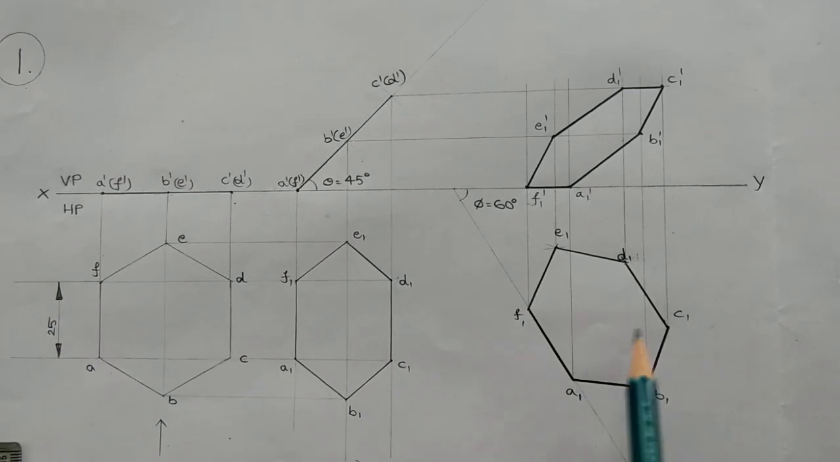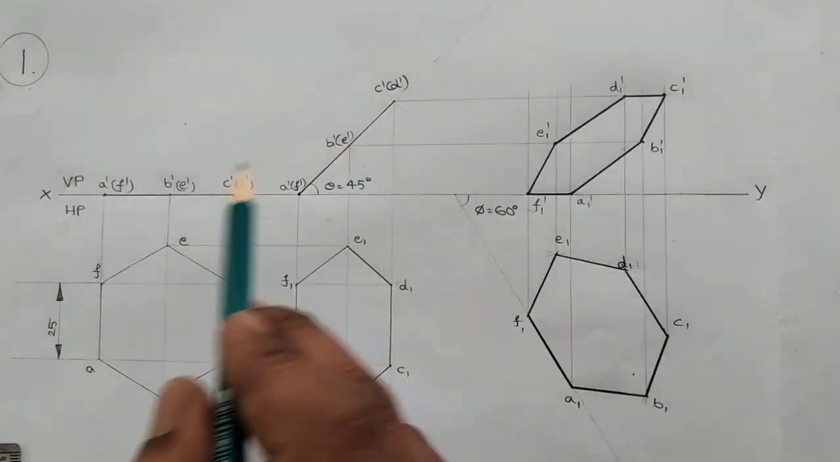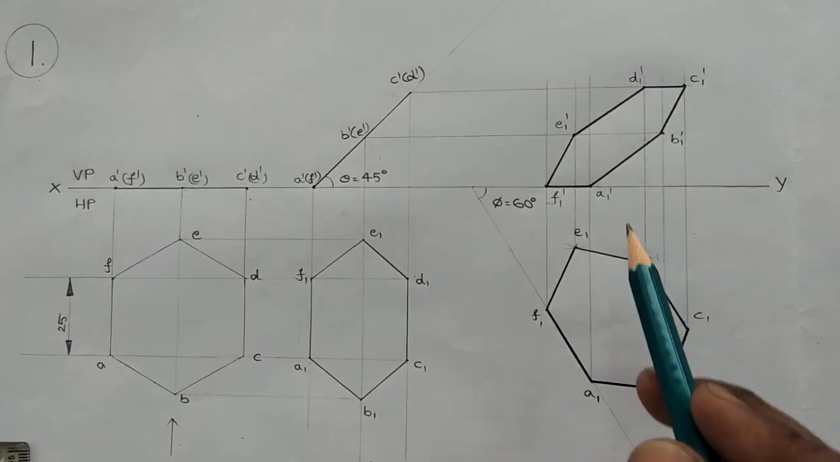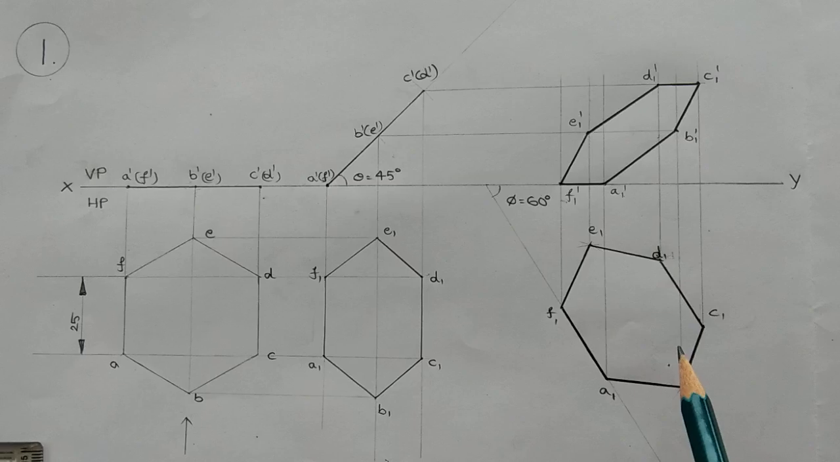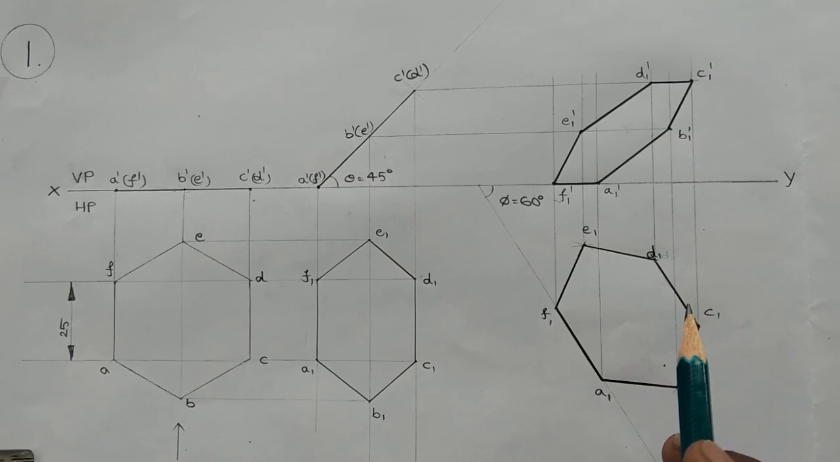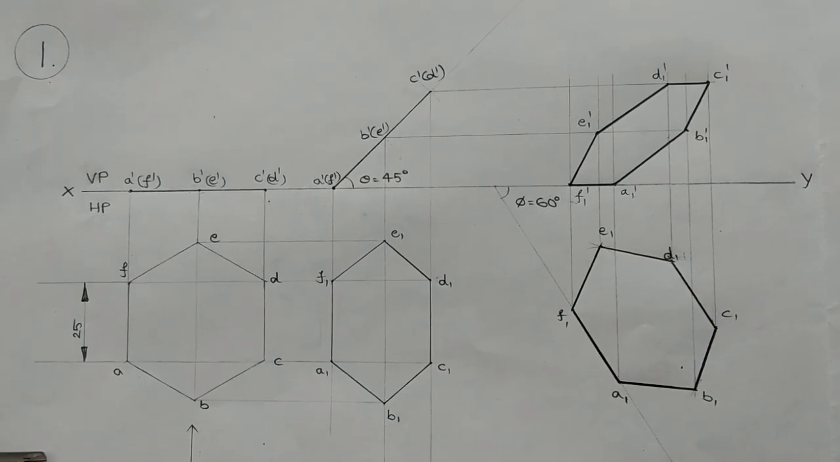So if you observe the projections, the first stage and second stage projections are with H pencil and the final stage projections are with HB pencil. This is about the solution of this particular problem. Now let us move to problem number 2.